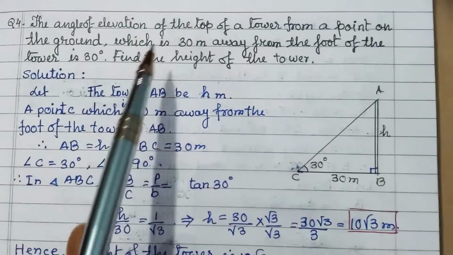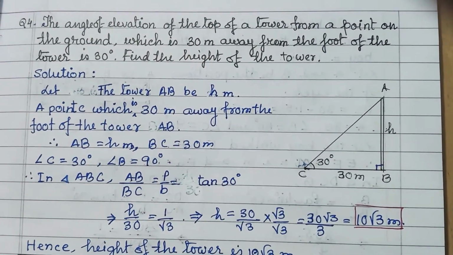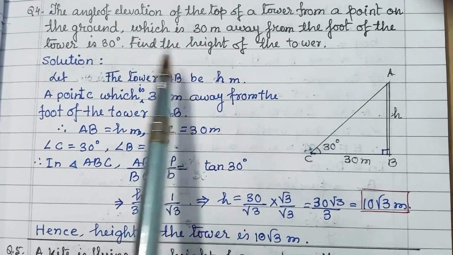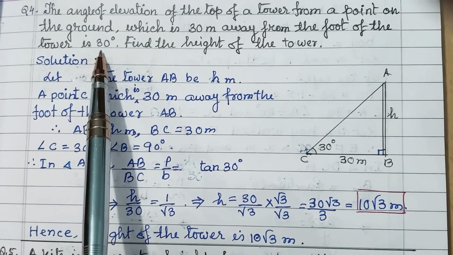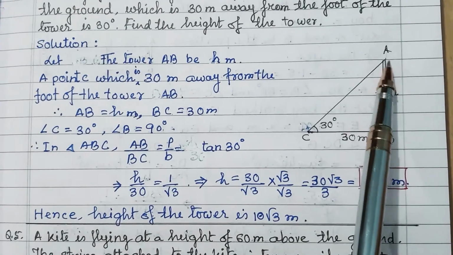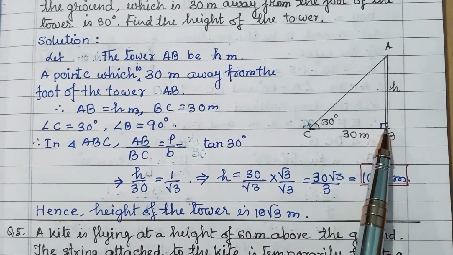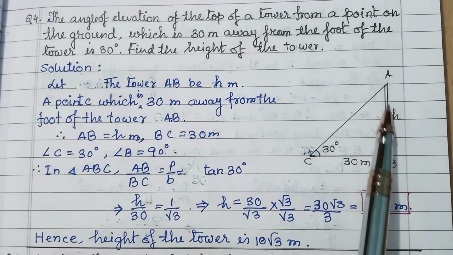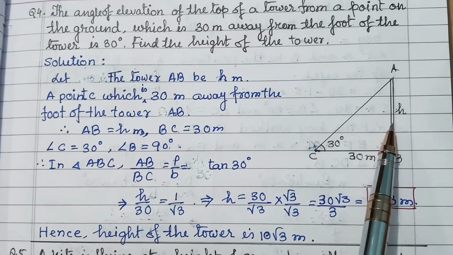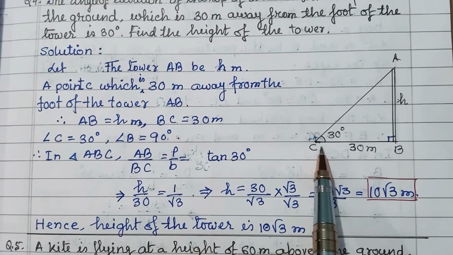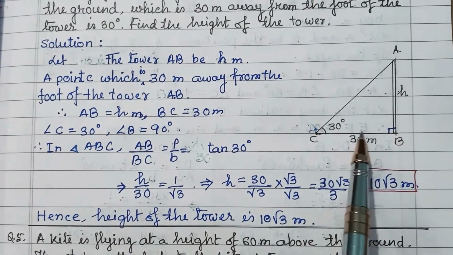Next question is question number 4. The angle of elevation of the top of a tower from a point on the ground which is 30 meter away from the foot of the tower is 30 degree. Find the height of the tower. Again, description we have to write: the tower AB, height h meter, and a point C which is 30 meter away from the foot of the tower.